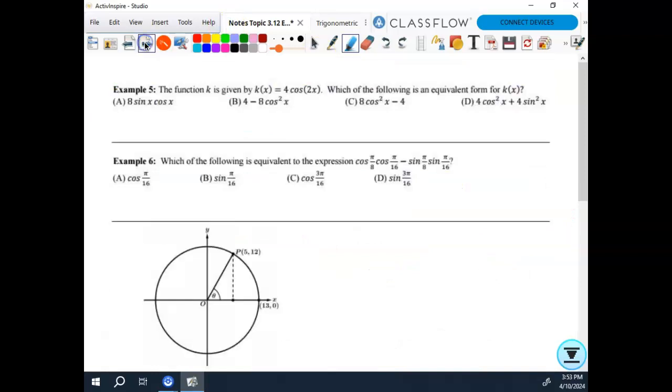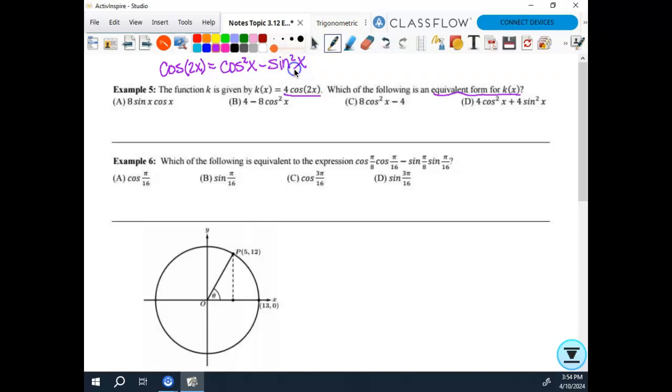Let's go to the next page, or the back of that. All right, so the function k is given by this function right, oh my goodness, never fails. This right here, which of the following is an equivalent form for k of x? Okay, so I have cosine of 2x. Now, one of the things you might know, the one that usually pops into my head for that, I know that I can write cosine of 2x equals cosine squared x minus sine squared x.